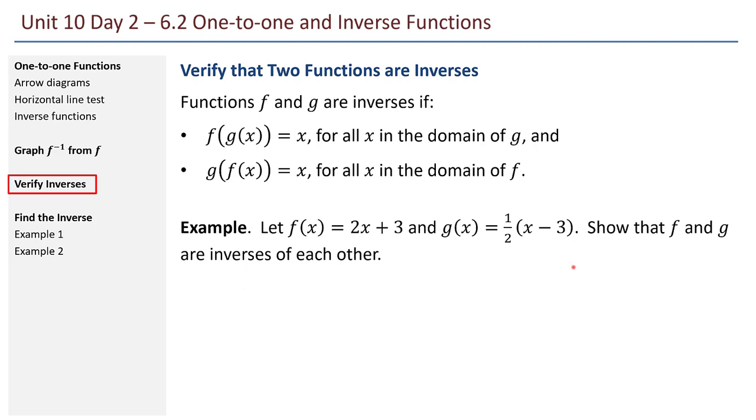Let's give that a try in this example. Let f of x be 2x plus 3, let g of x be 1/2 x minus 3. Let's show that f and g are inverses of each other. I'll do one of the directions. Let's try f of g of x.